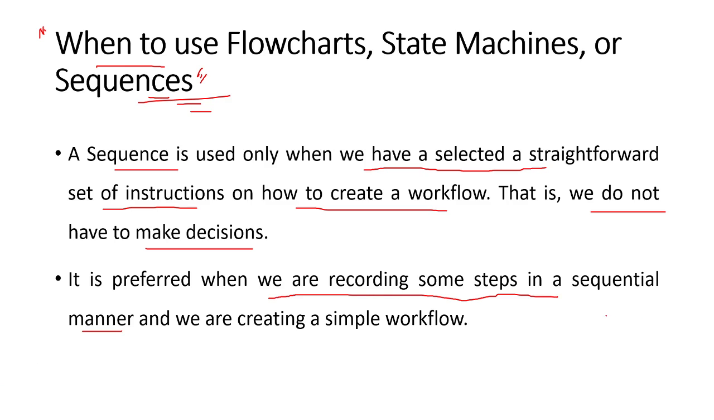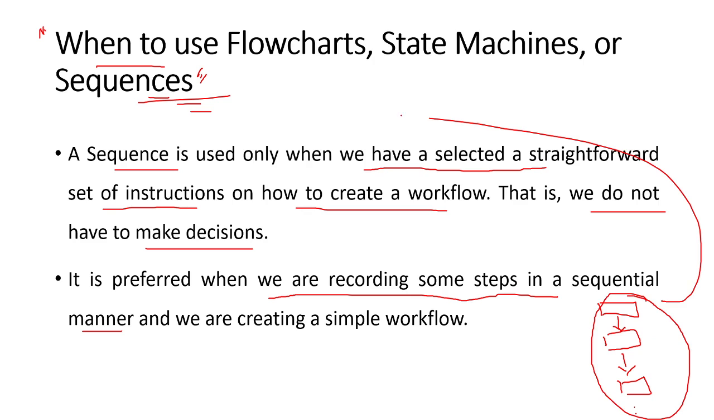For example, you will record one step, then after this you will record one more step, after this you will record one more step, and the number of steps may be less or at a moderate size. In those cases you can go ahead with a sequence itself instead of a flowchart or state machine.